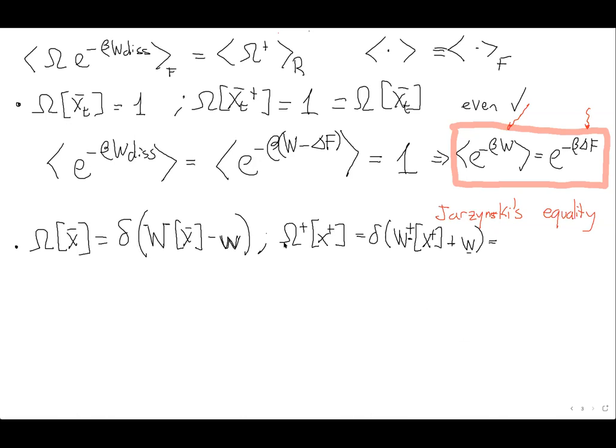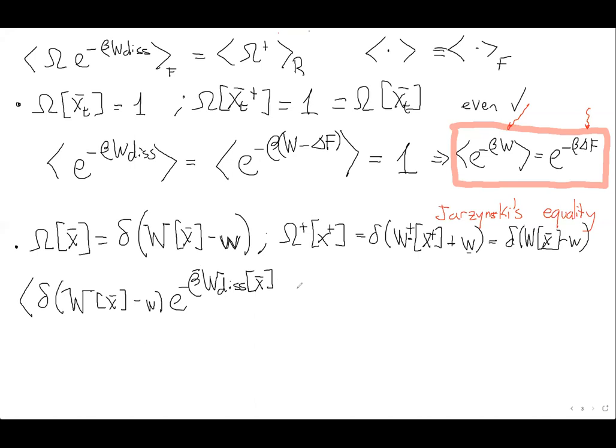You can show easily that W plus X plus is minus, is plus W of X, and that this is equal to X minus W. So these are even in reality. This is very important, and it is just applying deltas. When you apply these two functionals in our theorem, the mother fluctuation theorem, we show that the average of delta of W of X forward minus w, times e to the minus beta W dissipation evaluated at X tilde, in the forward equals the average of delta.